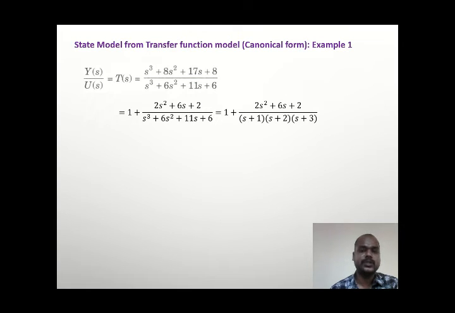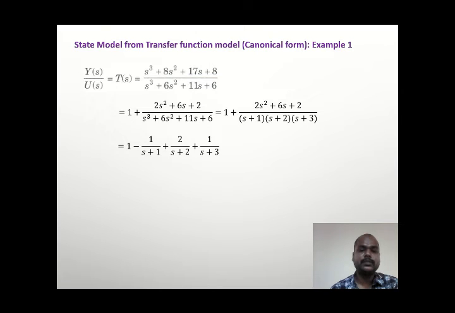This is the transfer function that we have here. By doing some calculation, we can separate this 1 plus this part. After separating, we can take the common factors in the denominator, which will be s plus 1 times s plus 2 plus s plus 3.